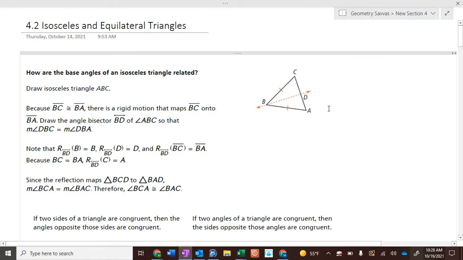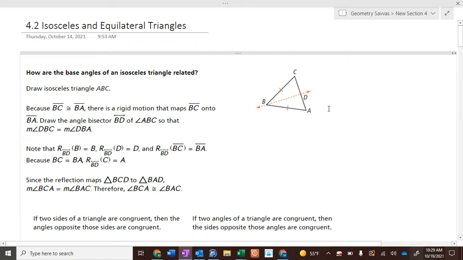Here we go. Equilateral and isosceles triangles. An isosceles triangle has at least two congruent sides. So if we make a line of reflection and cut it right down there, and this flops over, what do we know about C and A? If we flop this onto this, they're congruent.